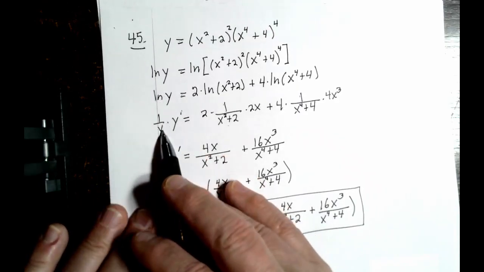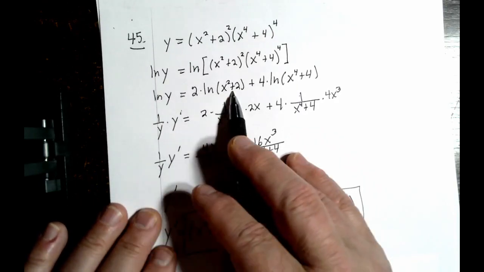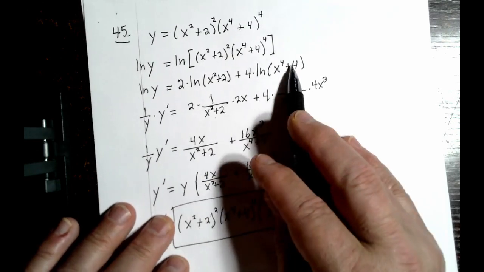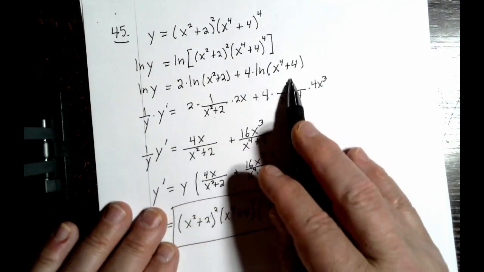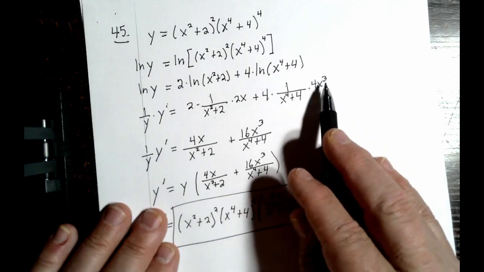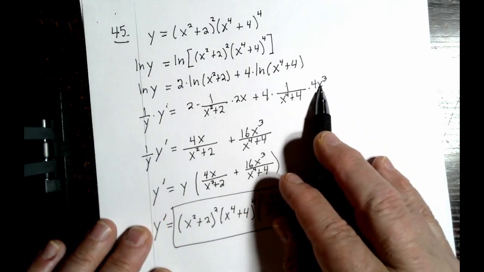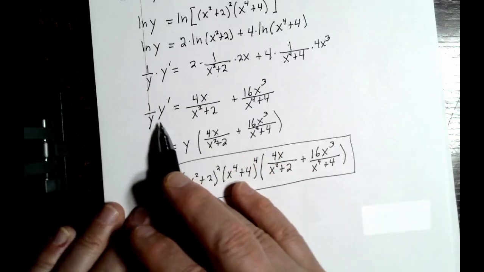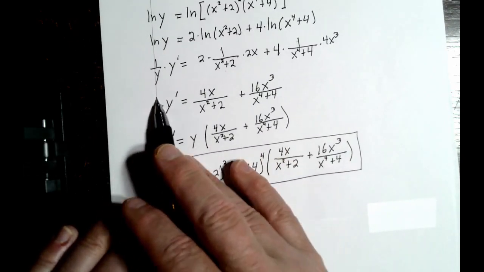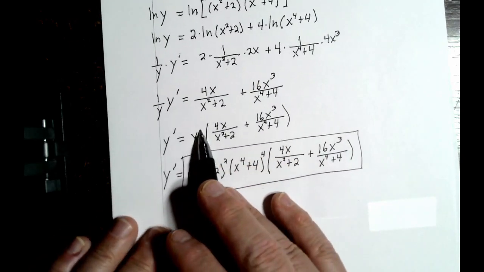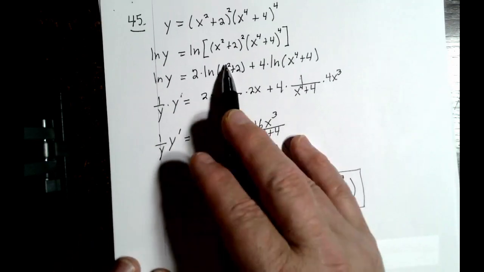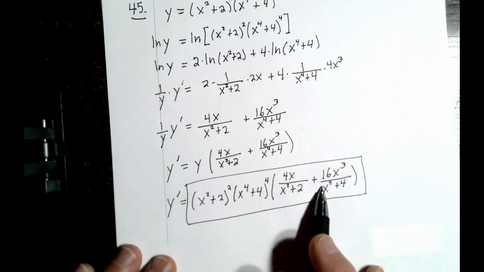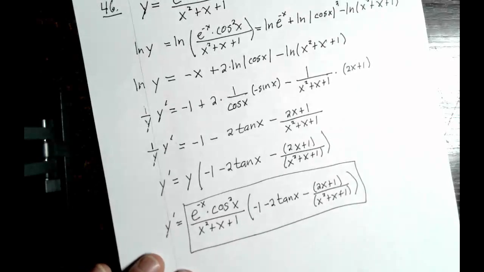This is just 1 over y times the derivative of y. This is 1 over x squared plus 2 times the derivative of x squared plus 2. This is 1 over 4 times 1 over x to the 4th plus 4 times the derivative of x to the 4th plus 4. And when you solve that, you get down to here, and at some point you have to multiply by y to get rid of the 1 over y. And we know what y equals. It's this original guy here, so you put that in place of y, and now you've got your answer.